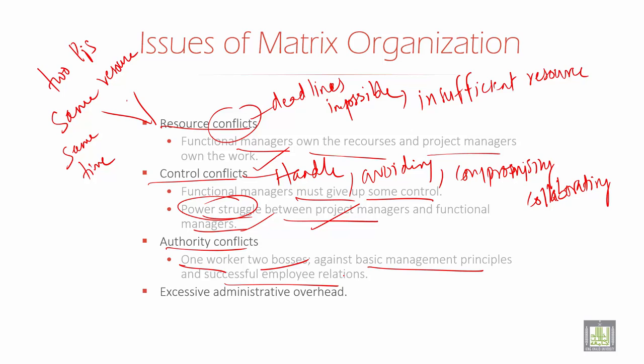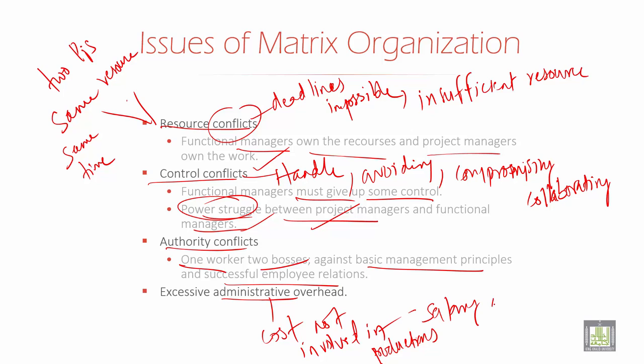Then you have excessive administrative overhead. It is the administrative cost not involved in the development or production of goods. So it's essentially your overhead that is not included in the manufacturing. Especially costs like front office sales, salary of office workers, supervisors, wages, commissions, office supplies. All these are the overheads.